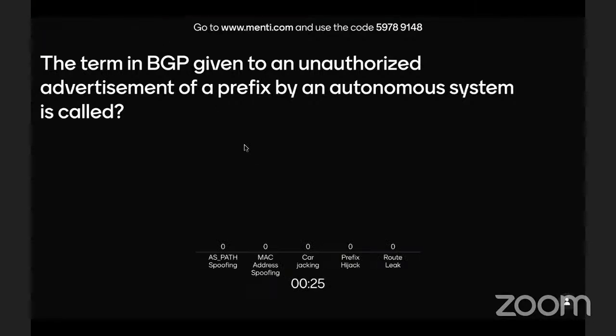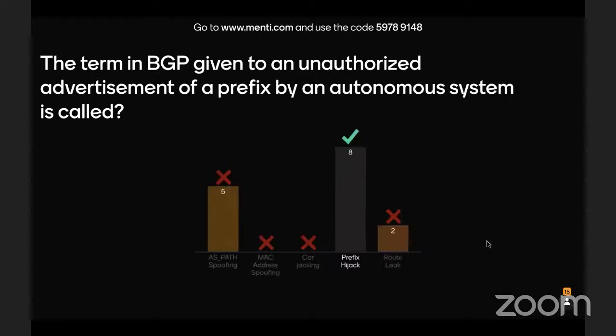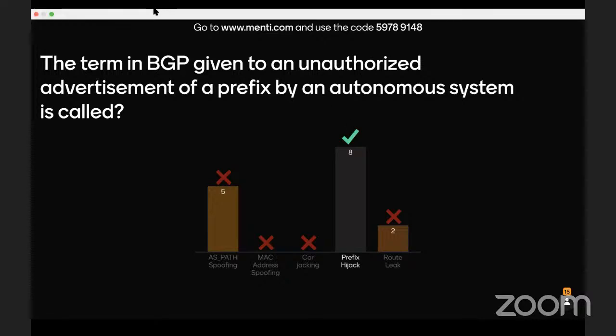So you have the question: the term in BGP given to an unauthorized advertisement of a prefix by an autonomous system is called what? AS spoofing, MAC address spoofing, carjacking, prefix hijack, or route leak? Seconds. Well, there you go. Eight people found the right answer. Thank you for that. So Dev, over to you.